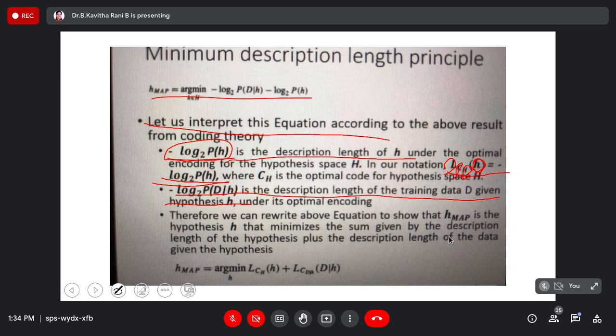So what we are doing, we are remapping it. How are we remapping it? h_MAP is equal to arg min over h belongs to H of L_C(h) plus L_C(D|h). Positive, negative. Both together are the MAP concept; here we used the length concept. LC means length concept. Log means to minimize, and LC means to decrease the length of the hypothesis.